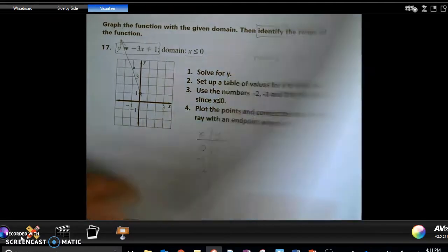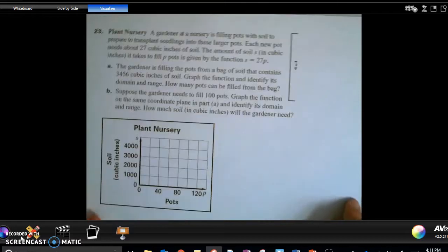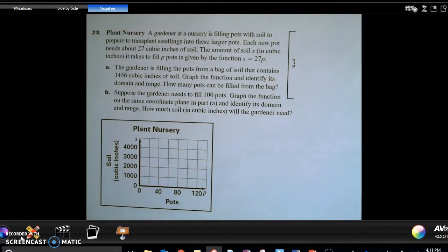And finally, our last piece is to look at another real-world problem. So we have a plant nursery. A gardener at a nursery is filling pots with soil to prepare to transplant seedlings into these larger pots. Each new pot needs about 27 cubic inches of soil. The amount of soil, S, in cubic inches it takes to fill P pots is given by the function S equals 27P. The gardener is filling the pots from a bag of soil that contains 3,456 cubic inches of soil. Graph the function and identify its domain and range. How many pots can be filled from the bag?